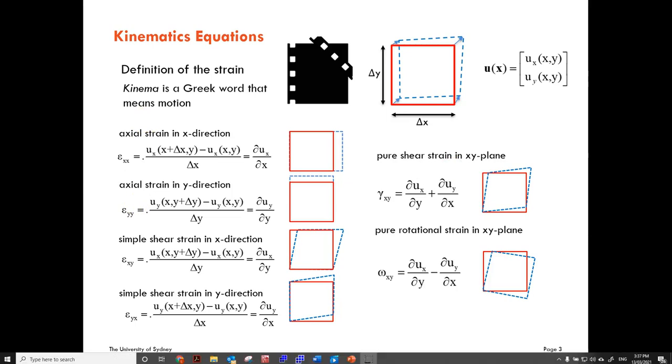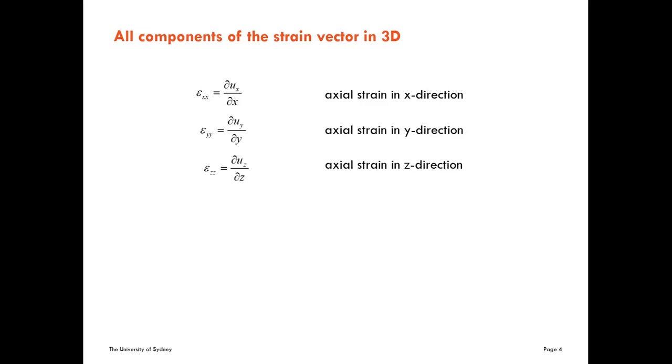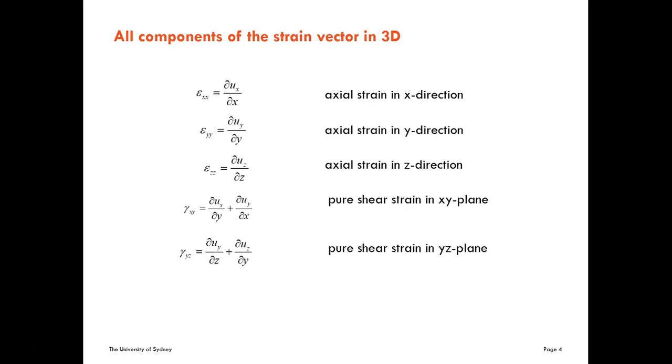So we are going to put the axial strains and the pure shear strain in the stress-strain relations. We can extend these derivations to 3D. In 3D, we have all components of the strain. You have an axial strain in the x direction, an axial strain in the y direction, an axial strain in the z direction, and a pure shear strain in the xy plane, in the yz plane, and in the zx plane. You also have three pure rotations that are not going to affect the stress, so they are not included in the relationship.